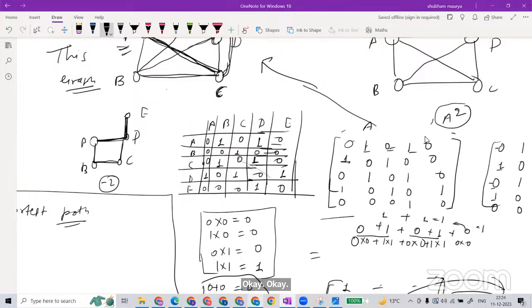So the meaning of doing the multiplication is that you are finding an edge between those two vertices which have a path length of 2. What is the meaning of this?